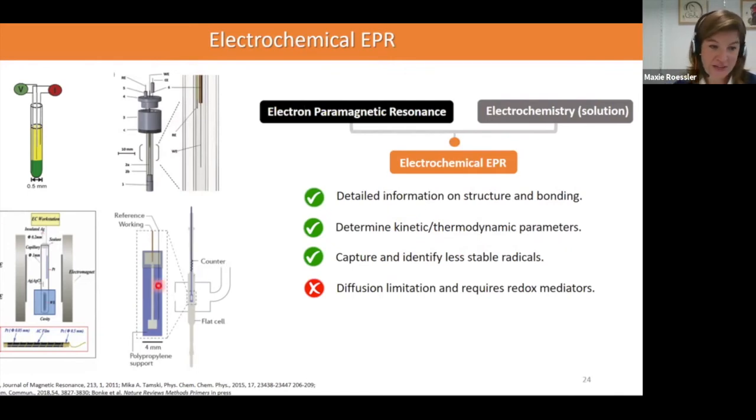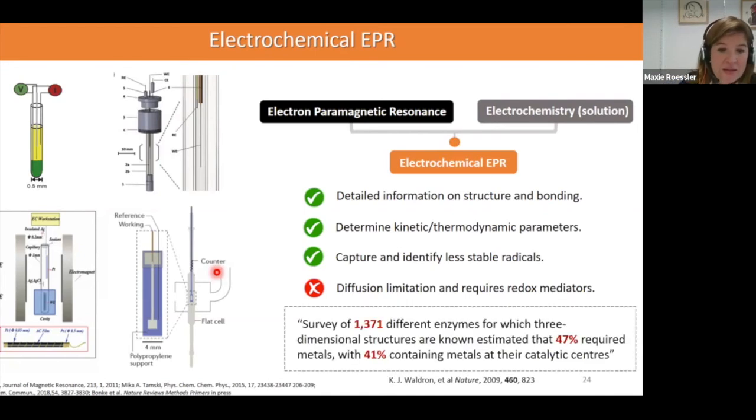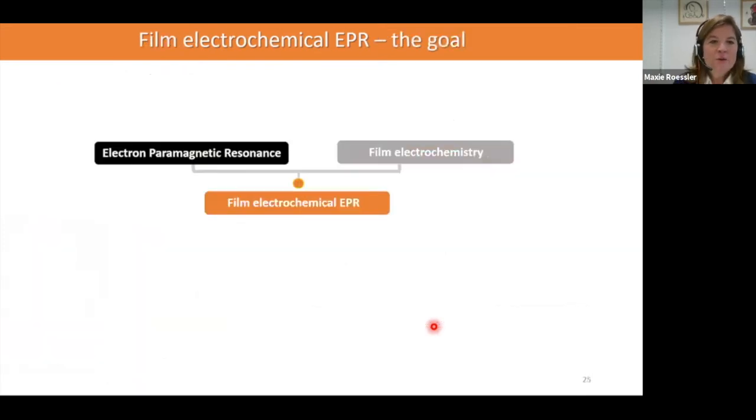And here on the left-hand side, it's really just a small selection of what's been reported in the literature. When you have a large protein, you're just very limited by the diffusion to and from the working electrode. So these are all solution-based setups. And just to say briefly why I think it's important to develop this, well, there are many different redox active enzymes and proteins out there. So if we can really understand how radicals evolve, ideally in real time, whilst these enzymes undergo catalysis with potential control, then I think this would add some very nice new dimensions in the field of bioinorganic chemistry. So that's our goal.